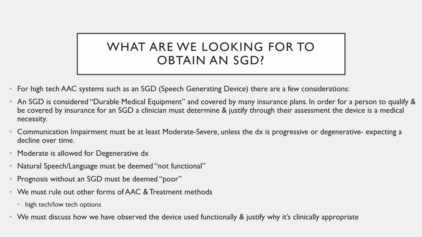Now, we also have to determine that natural speech and language is not functional. We have to give some information there. We also have to talk about the prognosis without an SGD. So if a person was not to use a speech generating device, what does prognosis look like? And that actually has to be deemed poor. We have to rule out other forms of AAC and treatment methods. So basically just describing to insurance companies in our medical necessity why a low-tech option by itself would not be sufficient for this particular patient.